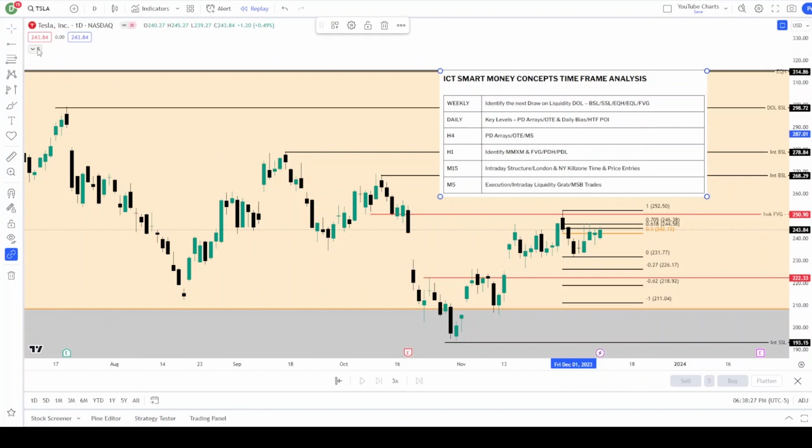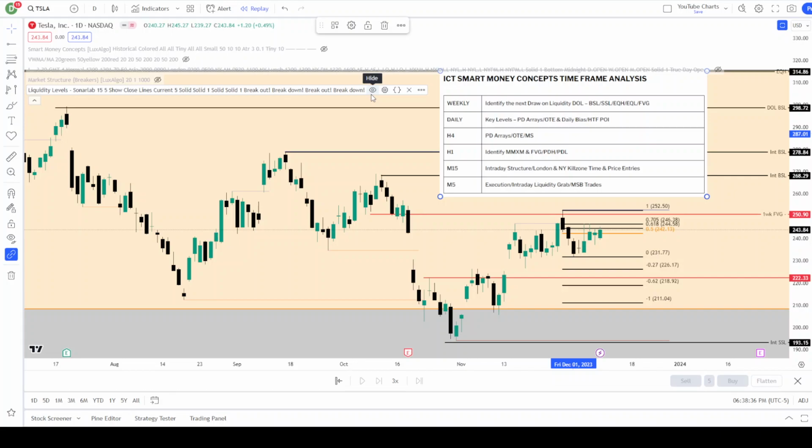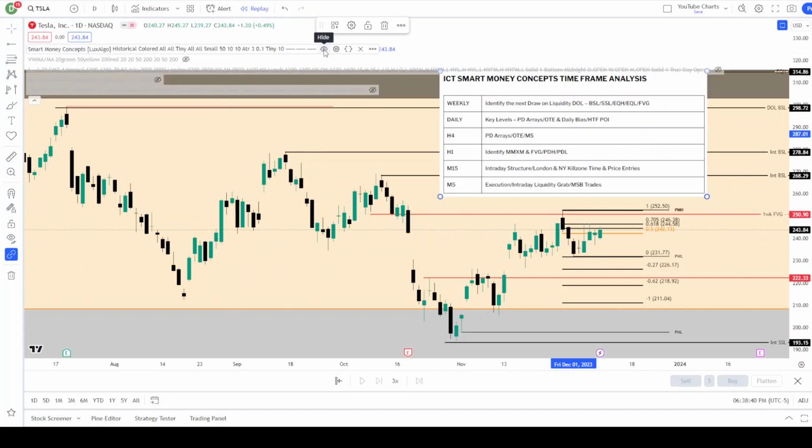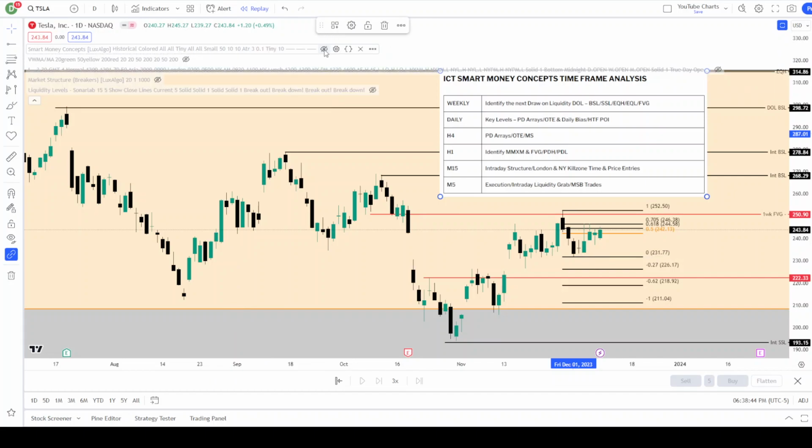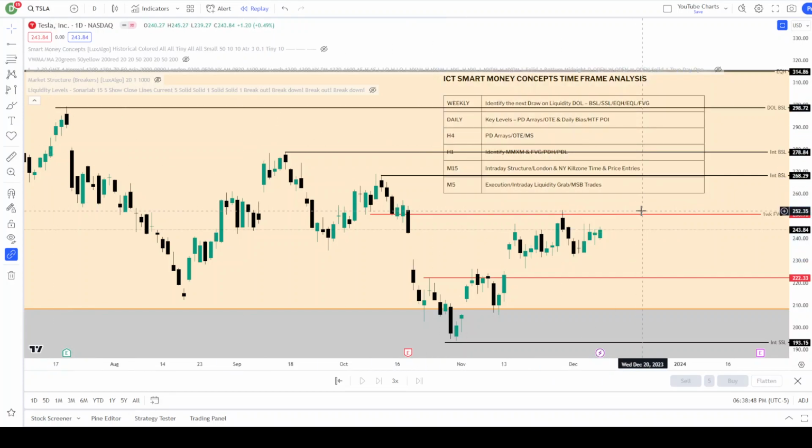Let's see. See if our liquidity levels give us anything extra. See if our smart money concepts give us anything that we don't already have. I think we got it all there. Let's take off this fib level. And we would say, I guess, previous week, that would be two weeks ago high.